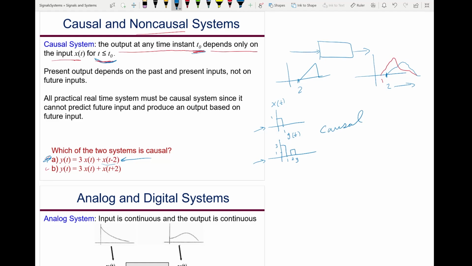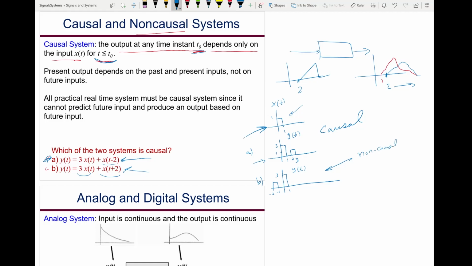But let's try this system. For the same input, let's just assume this is our input. So this is part A. Now let's do part B. It's again the input amplified by a factor of 3, so that is this, and x of t plus 2. That means shift these 2 units to the left. Now that's y of t. Now this system is non-causal.